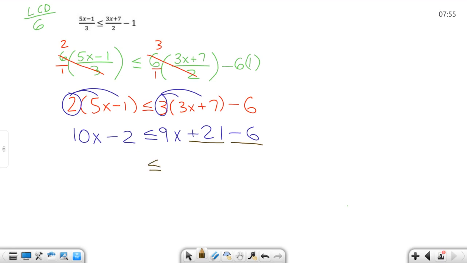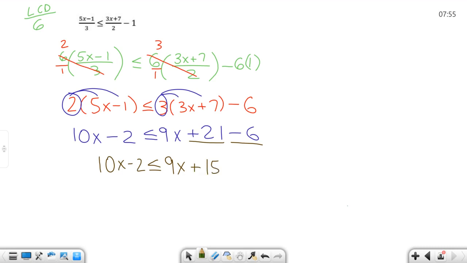So I'm going to keep my less than or equal to, and I'm going to keep my 9x. A positive and negative, you subtract. 21 minus 6 is 15, and then you take the sign of the larger number. 21 is positive, so you keep it positive. I can't do anything else to the right-hand side. I need to bring the left-hand side down, and now I'm at the point where, okay, what do I do?